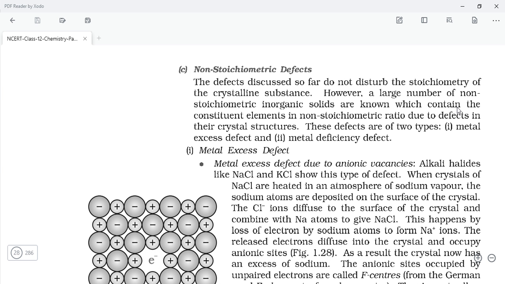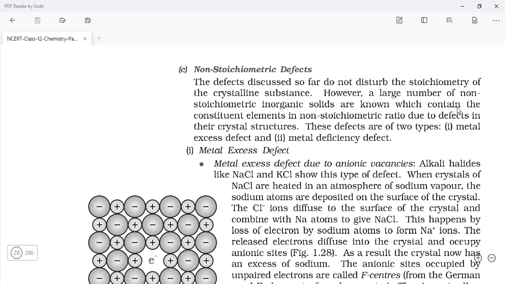The defects discussed so far do not disturb the stoichiometry, meaning the stoichiometric ratio of the compound or the ions remains the same if you write down the formula of the compound. Whereas now we are about to study where the compound formula changes, that is, non-stoichiometric defects. However, a large number of non-stoichiometric inorganic solids are known, which contain the constituent elements in non-stoichiometric ratio due to defects in the crystal structures. These defects are of two types.